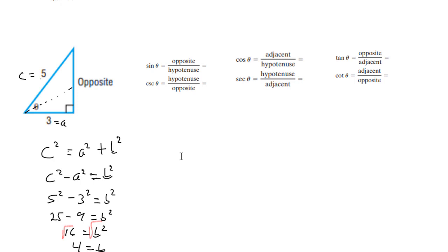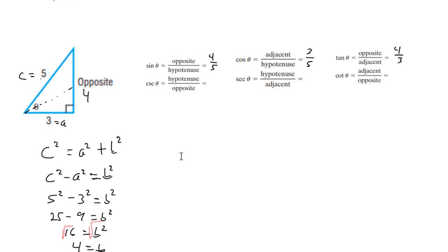Okay, now we know this side is 4. How can we fill this? Sine is opposite divided by hypotenuse, then it's 4 over 5. What about cosine? Adjacent divided by hypotenuse. Adjacent, which is 3, over 5, and tangent, which is opposite divided by adjacent. Then it's going to be 4 over 3.